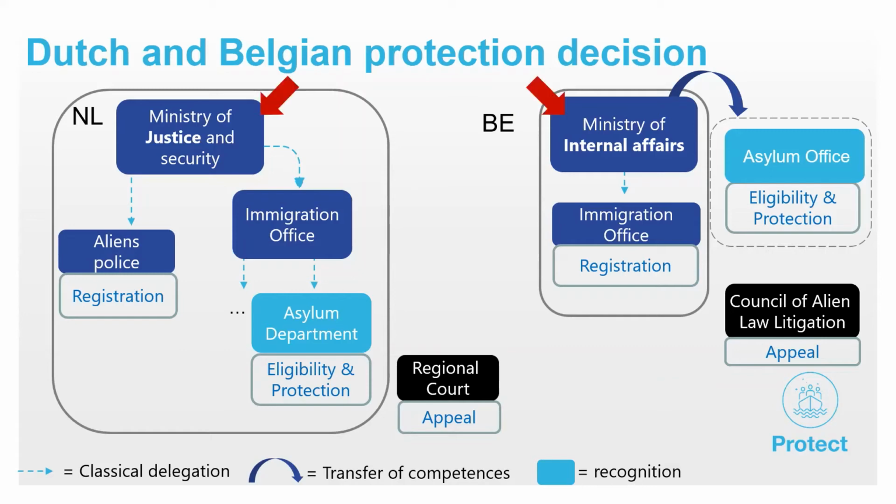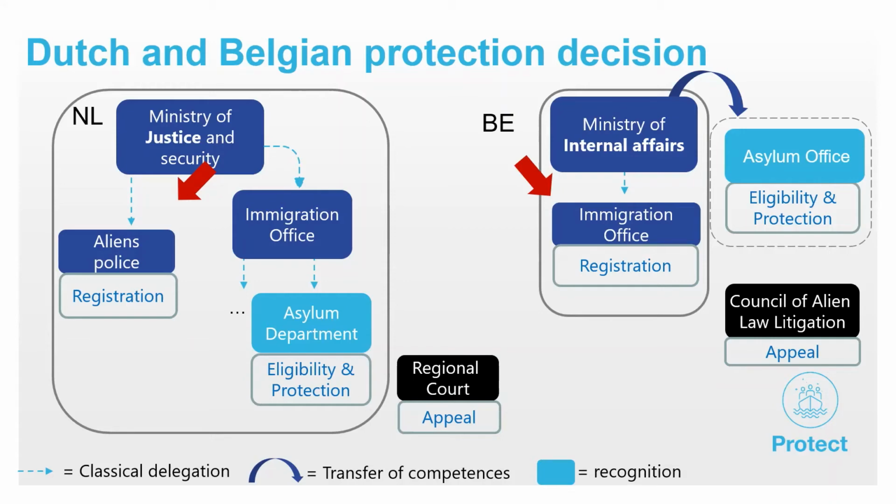First, the competences fall under different ministries: the Ministry of Justice in the Netherlands and the Ministry of Internal Affairs in Belgium. Second, in the Netherlands, the police is responsible for the registration of asylum applications, while in Belgium this is done by the Immigration Office.